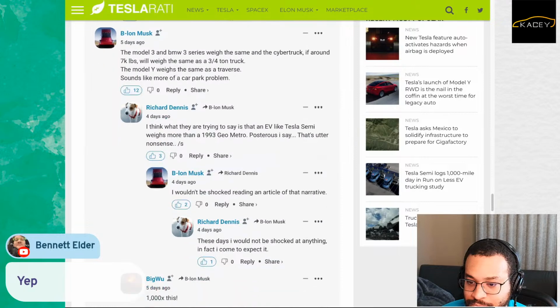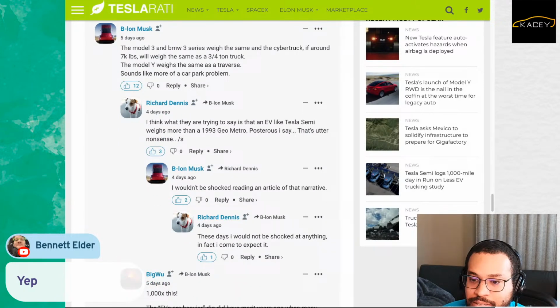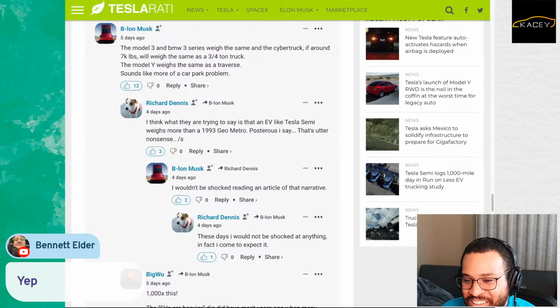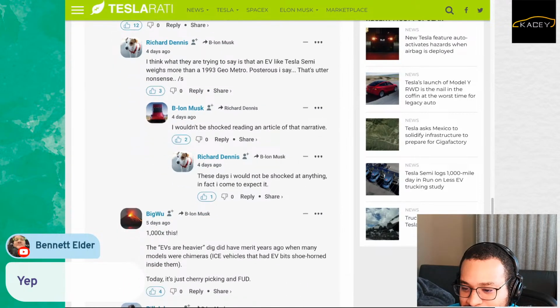Mm-hmm. Richard Dennis says, I think what they are trying to say is that an EV like the Tesla Semi weighs more than a 1993 Geo Metro. So just like Bennett was saying, the Hummer versus the Camry, versus their personal Camry, the 93 Geo Metro, preposterous, I say. That's utter nonsense. Elon says, I wouldn't be shocked reading an article of that narrative. These days, I would not be shocked at anything. In fact, I come to expect it.